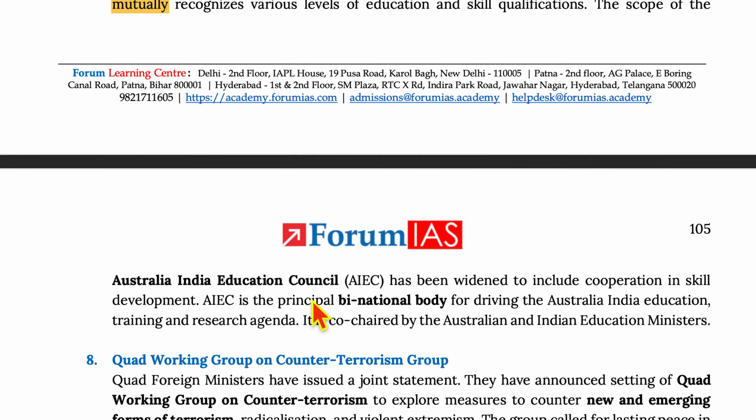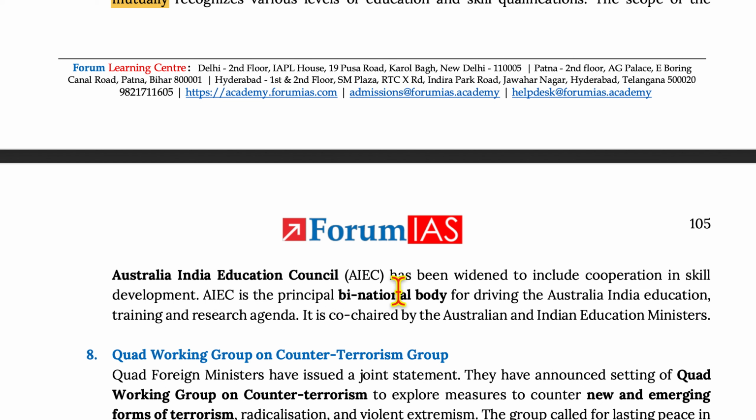qualifications. The scope of the Australia India Education Council has been widened to include cooperation in skill development. AIEC is the principal binational body for driving Australia India education, training, and research agenda. It is co-chaired by Australian and Indian education ministers.